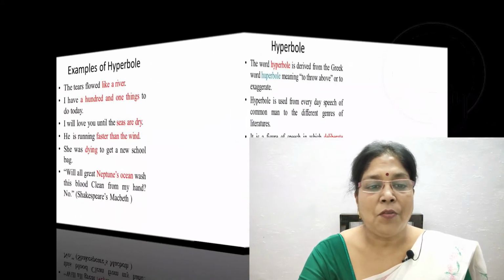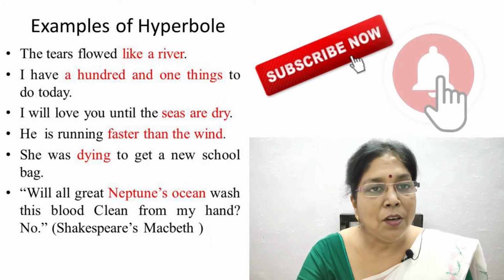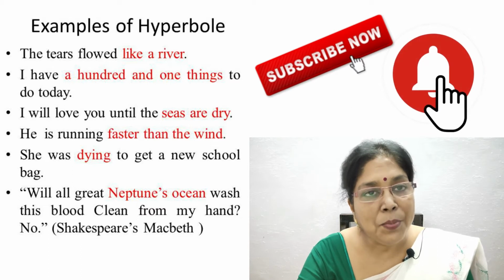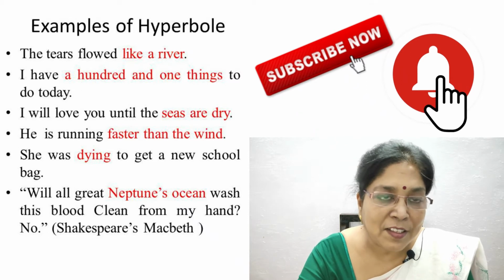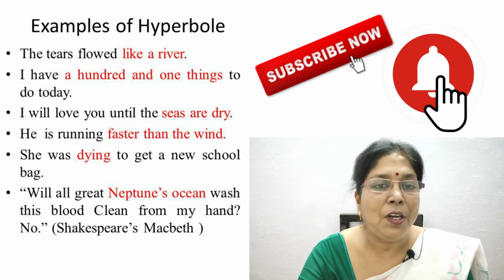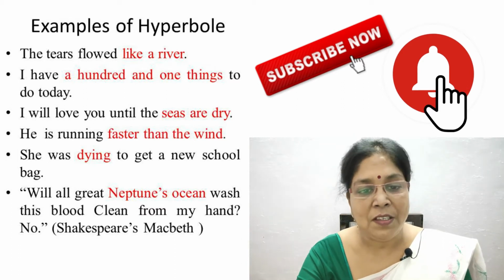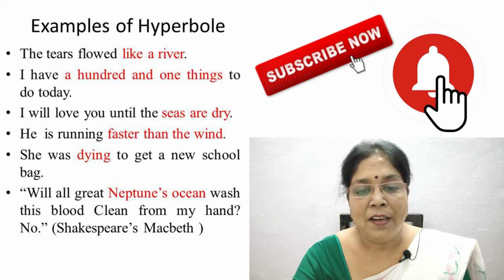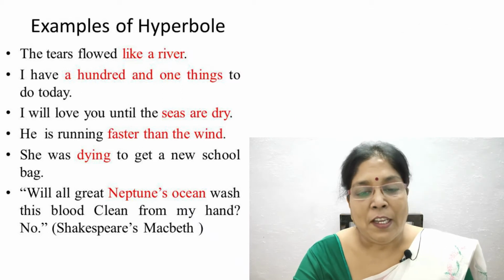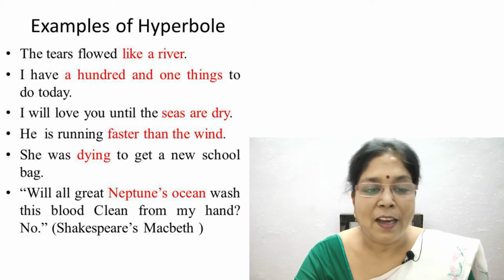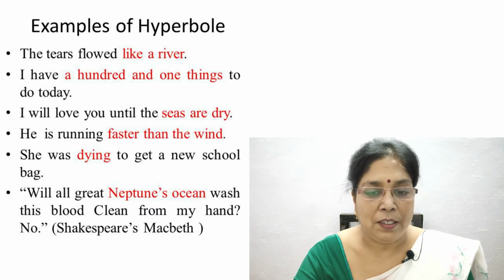Now the examples of hyperbole. The tears flowed like a river. The flowing of tears has been compared to the flowing of a river. Obviously, it is an exaggeration. The tears cannot flow like a river, but still the comparison is there. That is why the figure of speech is hyperbole. I have 101 things to do today. The person wishes to express the idea that he is very busy, and that is why in an exaggerated manner he is saying, I have 101 things to do today.